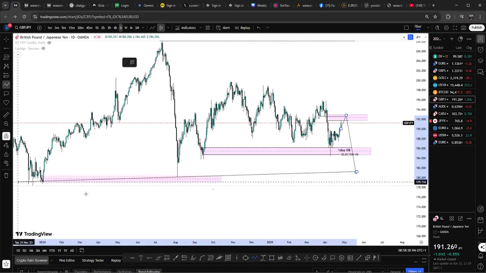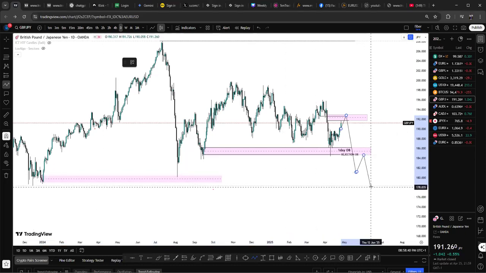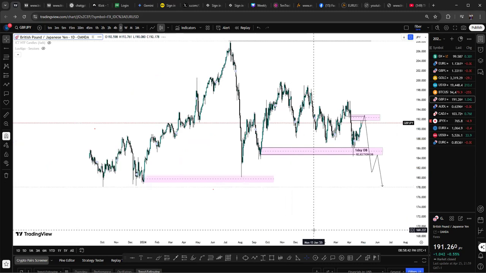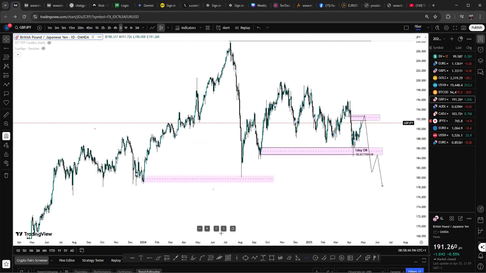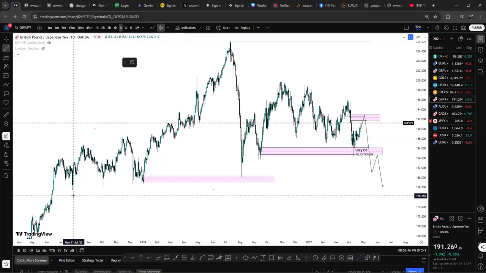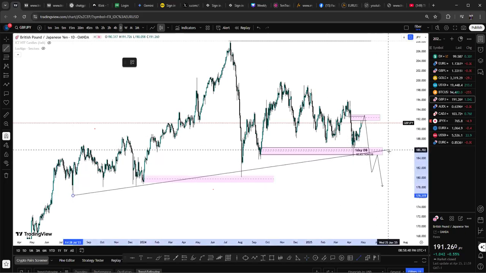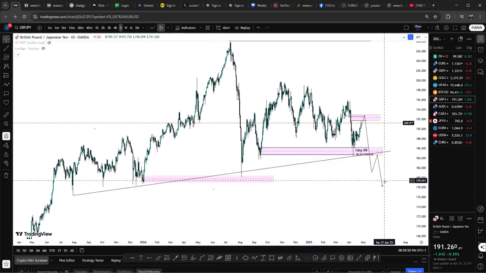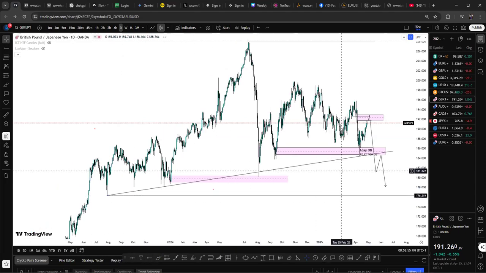And then we'll finally take out this low here, all this trend line liquidity. You can see that trend line liquidity. We can finally take it out right down to this low.